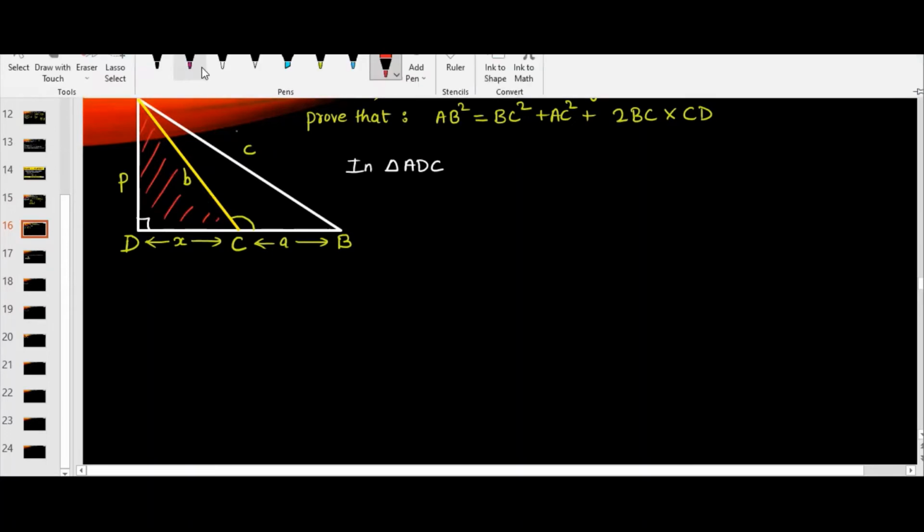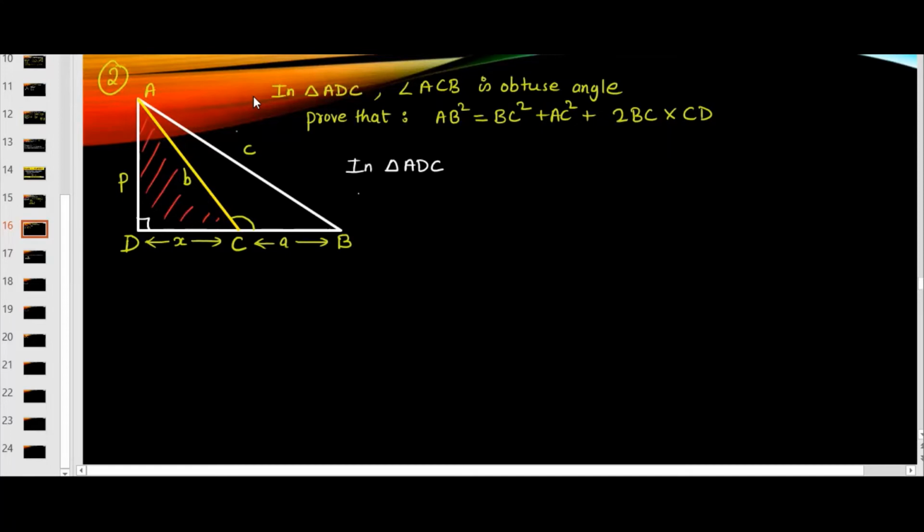If you use Pythagoras theorem to this, what will be the answer? The diagonal length is AC. So AC square is equal to AD square plus DC square. AC value is b. So I will write b square equals AD is p, so this will become p square plus DC becomes x square.